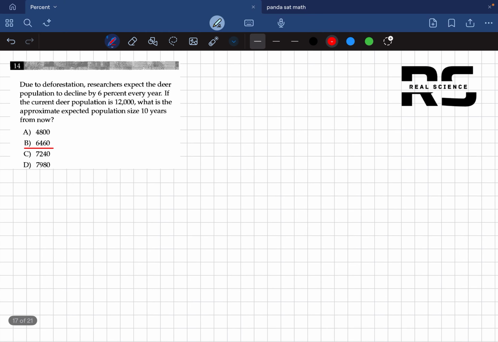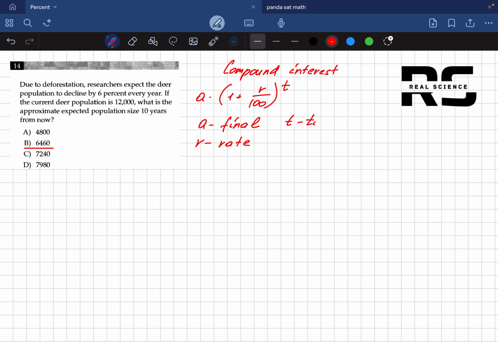Let's look at number 14. Due to deforestation, researchers expect the deer population to decline by 6% every year. If the current deer population is 12,000, what is the approximate expected population size 10 years from now? Okay, this is just compound interest formula that we can use. Compound interest formula: a times 1 plus r divided by 100 to the power of t, where a is the final amount, r is rate, and t is time. So let's just calculate that.